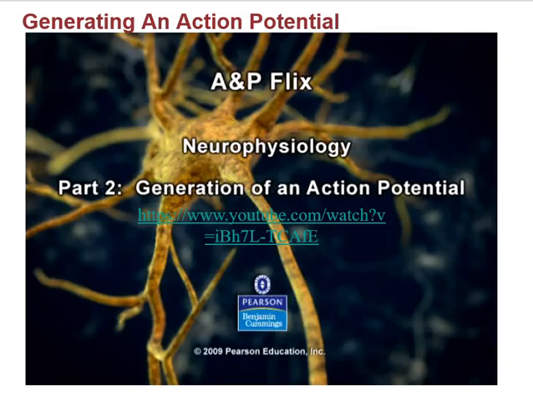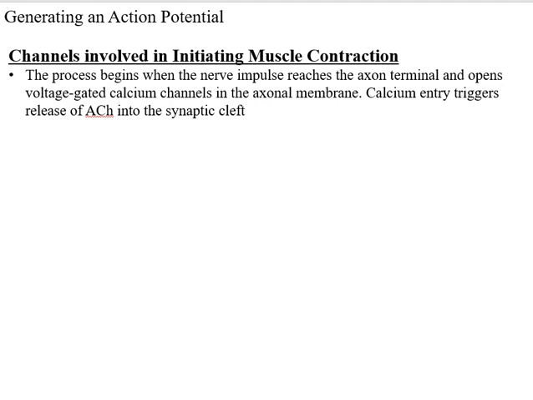There's a good video that sometimes is still present on YouTube called A&P Flicks Neurophysiology Part 2, Generating an Action Potential, that goes into the steps of how skeletal muscle uses an action potential. You can also look this up in a neuron, and a lot of the videos you're going to find on YouTube if you're looking for generation of an action potential are going to show you these steps in a neuron, but they are very similar in a skeletal muscle fiber. So let's go through the steps.